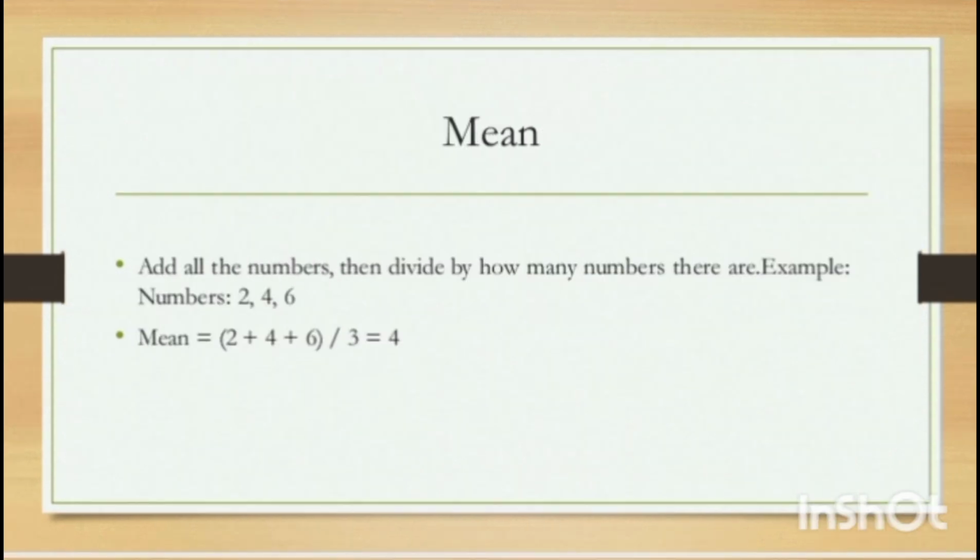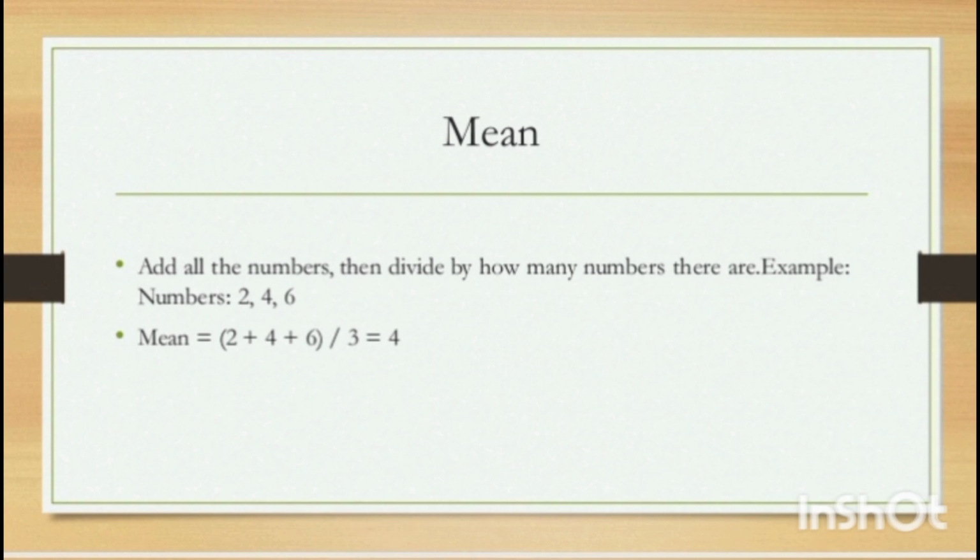Next, we see the types of measure of central tendency. First one is the mean. The mean is the sum of all values divided by the number of values. This is also known as the arithmetic average. The mean is the most popular and well-known measure of central tendency.